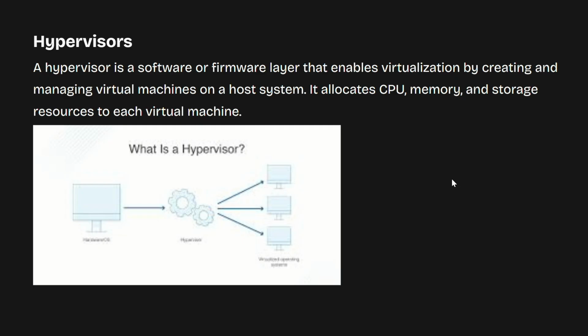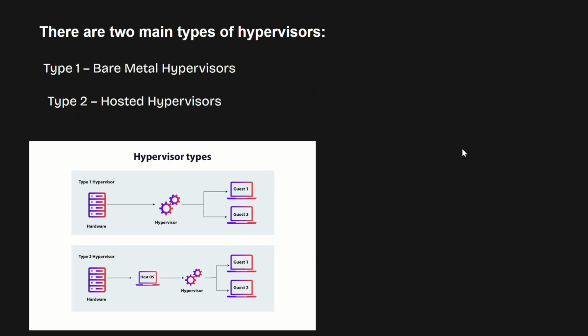Hypervisor. A hypervisor is software or firmware that enables virtualization by creating and managing virtual machines on a host system. It allocates CPU, memory, and storage resources to each virtual machine. There are two main types of hypervisor: type 1 bare metal hypervisor and type 2 hosted hypervisor. Type 1: hardware, hypervisor, guest 1 and guest 2. Type 2: hardware, host operating system, hypervisor, guest 1 and guest 2.